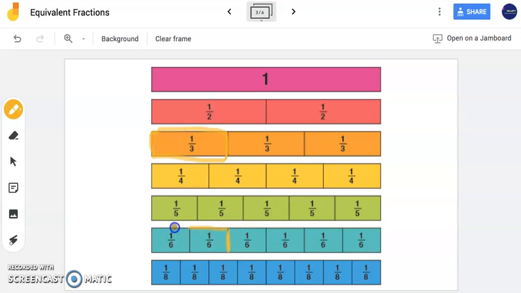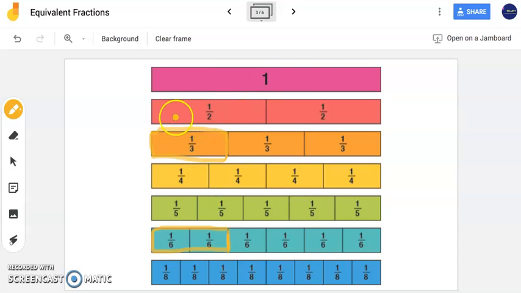So I'm going to also just highlight these 1/6 and 1/6, which notice what I highlighted is the same size as 1/3, which is proving that 1/3 is equal to 1/6 plus 1/6, which is 2/6. So 1/3 is equivalent to 2/6. Notice I did use my fraction strips here to help me with this.